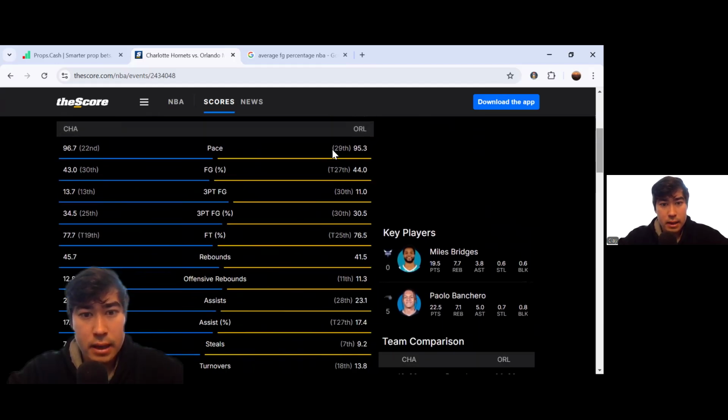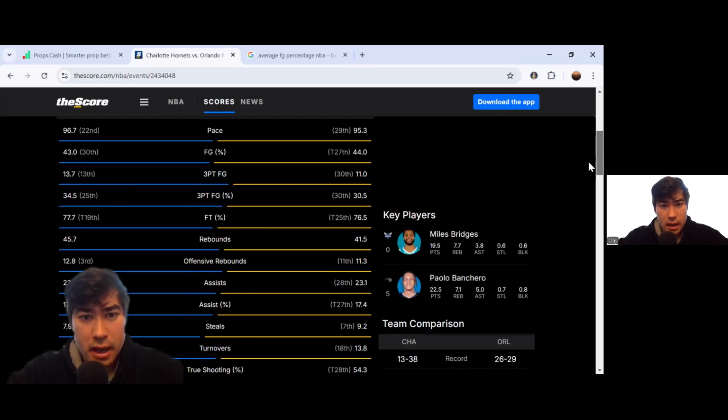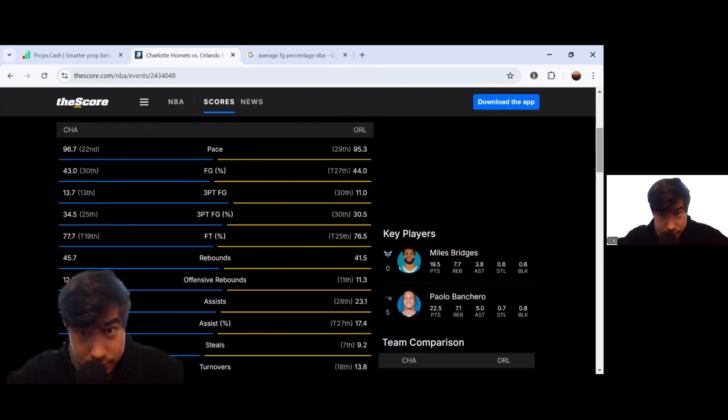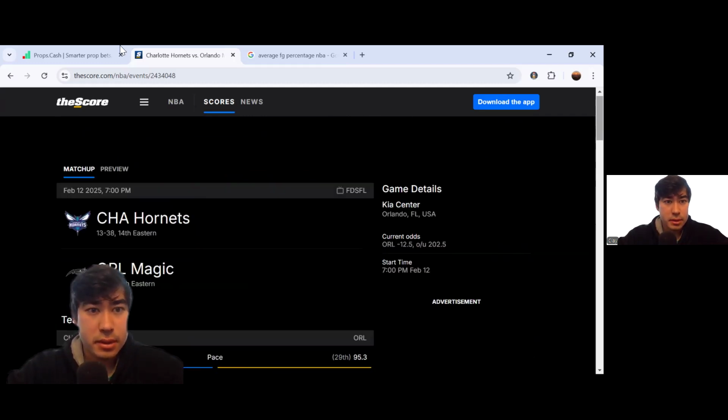I don't know where the average points per game is. I think it's on the app, but yeah, we see that their pace is super slow. This is the main thing we're looking at. Their pace, super slow. Relative to the NBA, there's like 30 teams, so super slow. So they're not going to be scoring that many points.